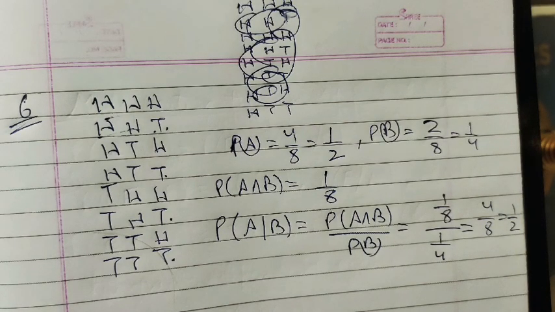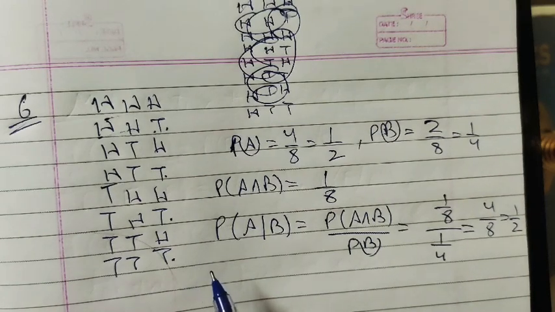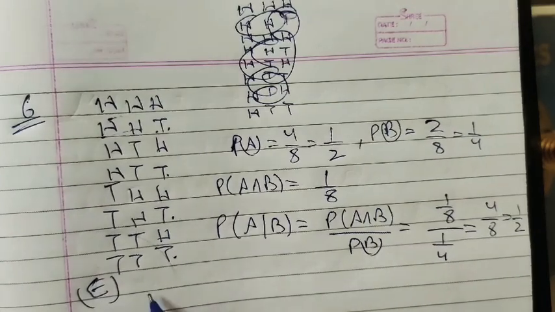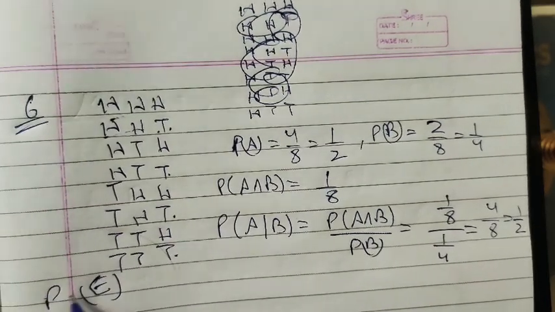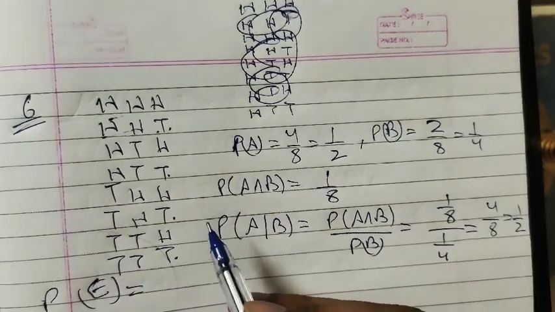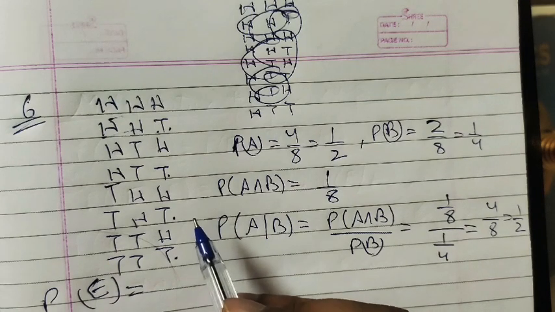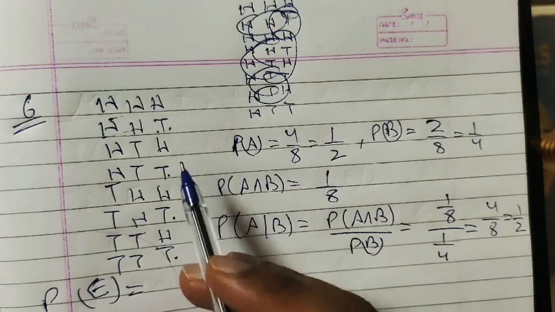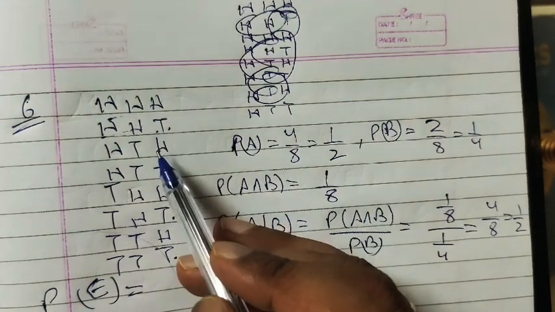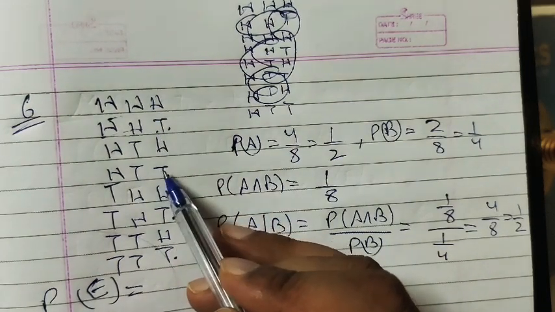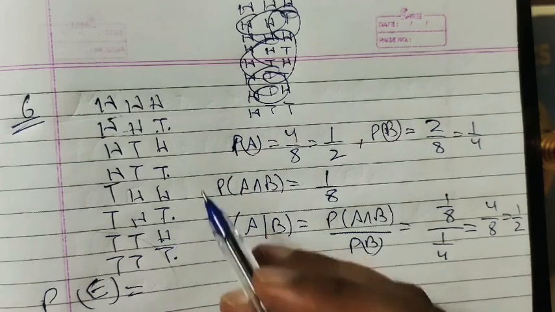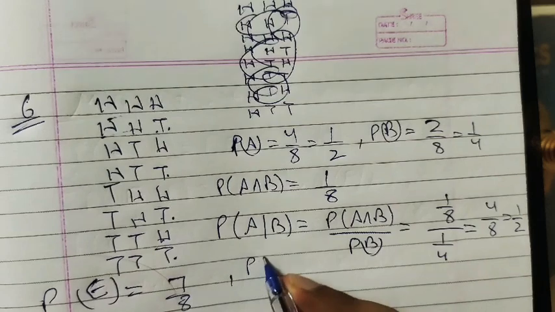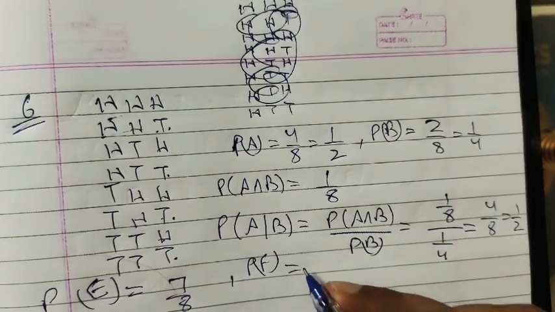Next, second part of it, E and F. E is an event of getting at most 2 tail. So probability of at most 2 tail means maximum we can have 2 tail. So 1 tail is also possible and 0 tail is also possible. So 1, 2, 3, 4, 5, 6, 7. 7 upon 8. Next, probability of F is at least 1 tail.